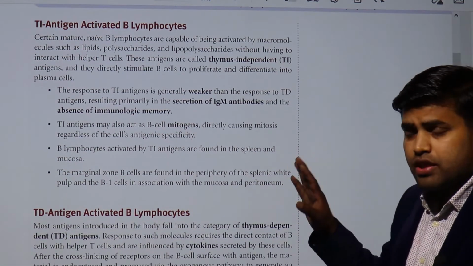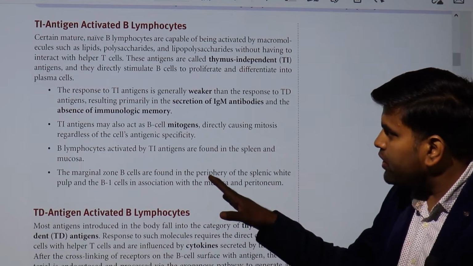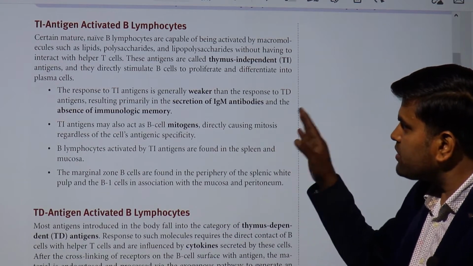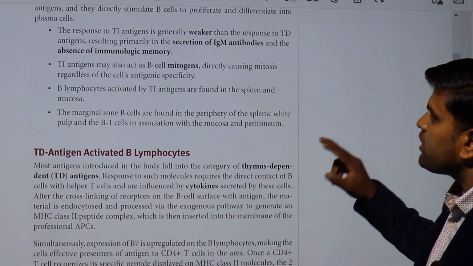So we have understood the thymus independent antigen: no memory, not protein, but lipid, polysaccharide and lipopolysaccharide. They have no involvement of the T cell, so there is generally a weaker immune response.